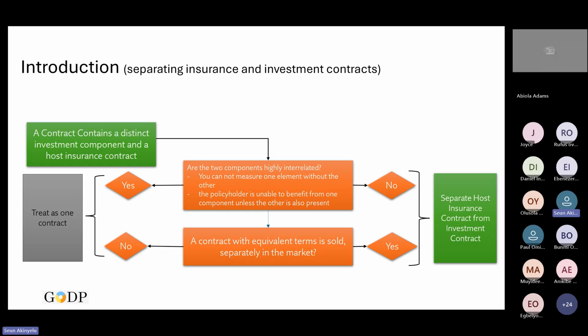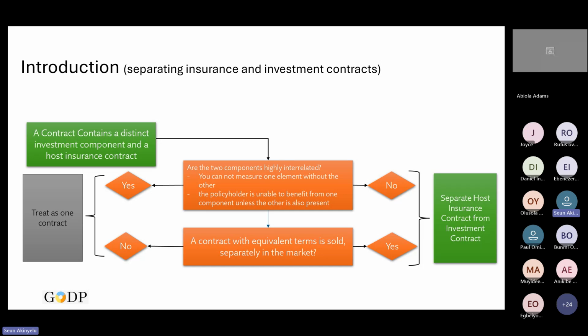However, you can only get that whenever the insured passes on. So if you look at that, it means that the benefit of both the investment component and the insurance component can only be gotten when the loss event occurs. That means that the two of them are highly related, because the benefits can only be gotten at the same time. Or in a situation where you cannot measure one without the other, we say that they are highly related.